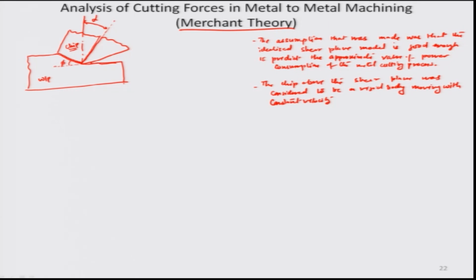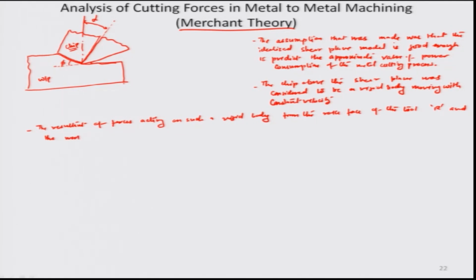So the chip should be in force equilibrium conditions, and for that the resultant of forces acting on such a rigid body from the rake face of the tool and the work surface along the shear plane should balance out. So, I call this R dash, for example, should balance out.